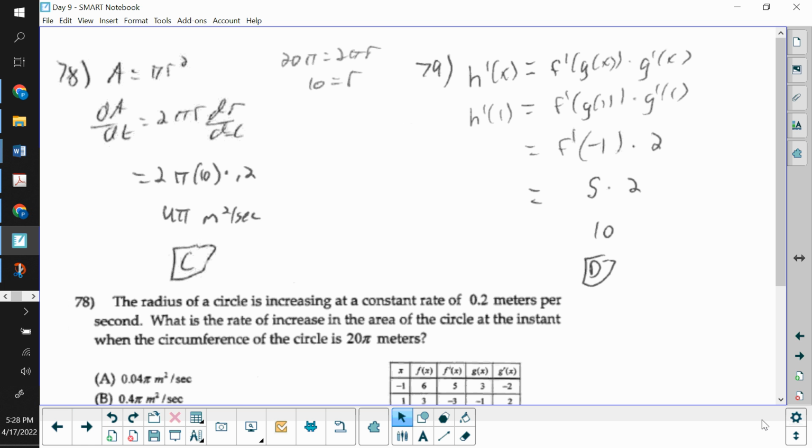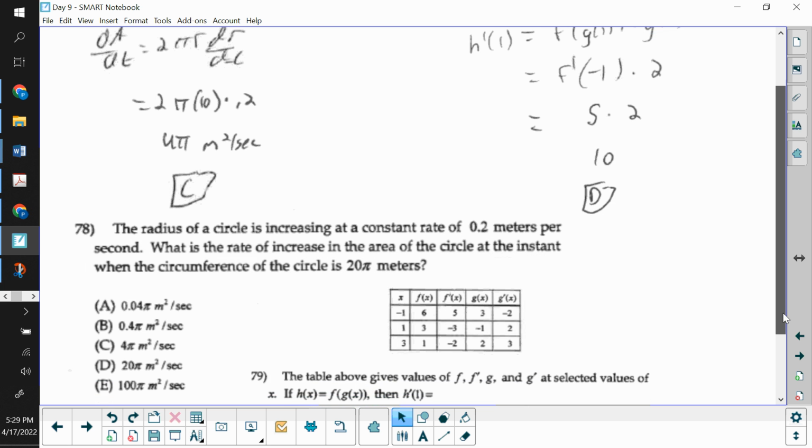78 is a related rate, so start with your area of a circle. You got your derivative with respect to time. They told us the circumference was 20 pi, so set that equal to 2 pi r to get the radius is 10. We'll fill that in. And then we had 0.2 positive because it was increasing, and that eventually gave us the 4 pi meters squared per second, which was choice C.